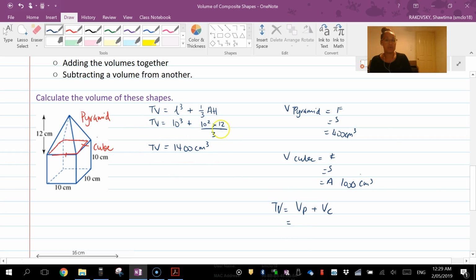I just prefer to do it this way because it's something I can just plug into my calculator in one big go, especially when you've got problems like the one that we're about to do with pi, because they've got lots of decimals in them. So just trying to avoid that repeated rounding, which causes errors in your calculations.